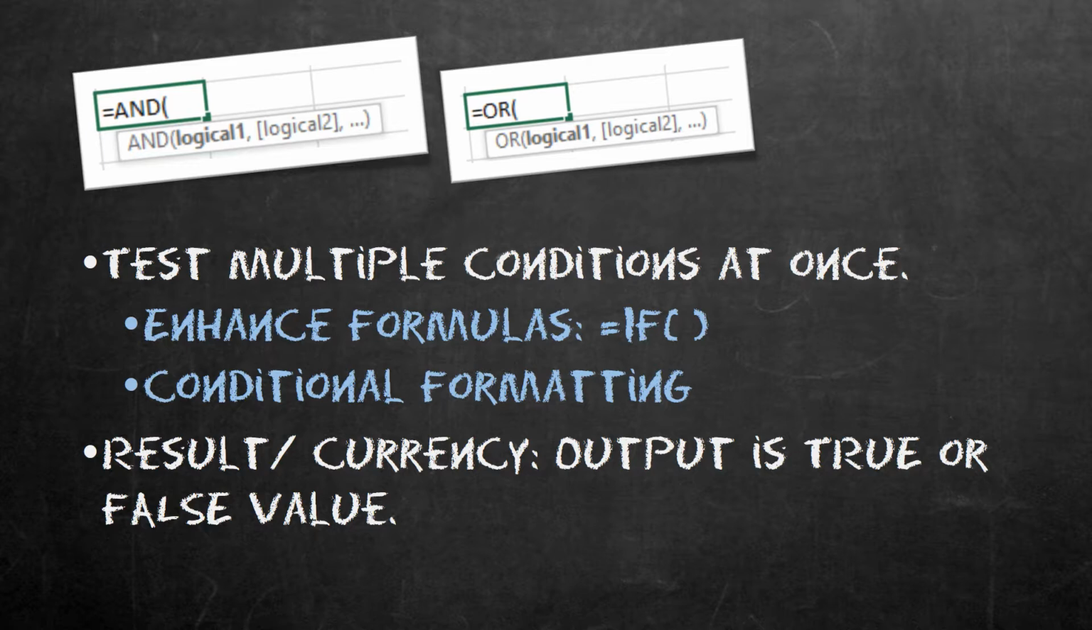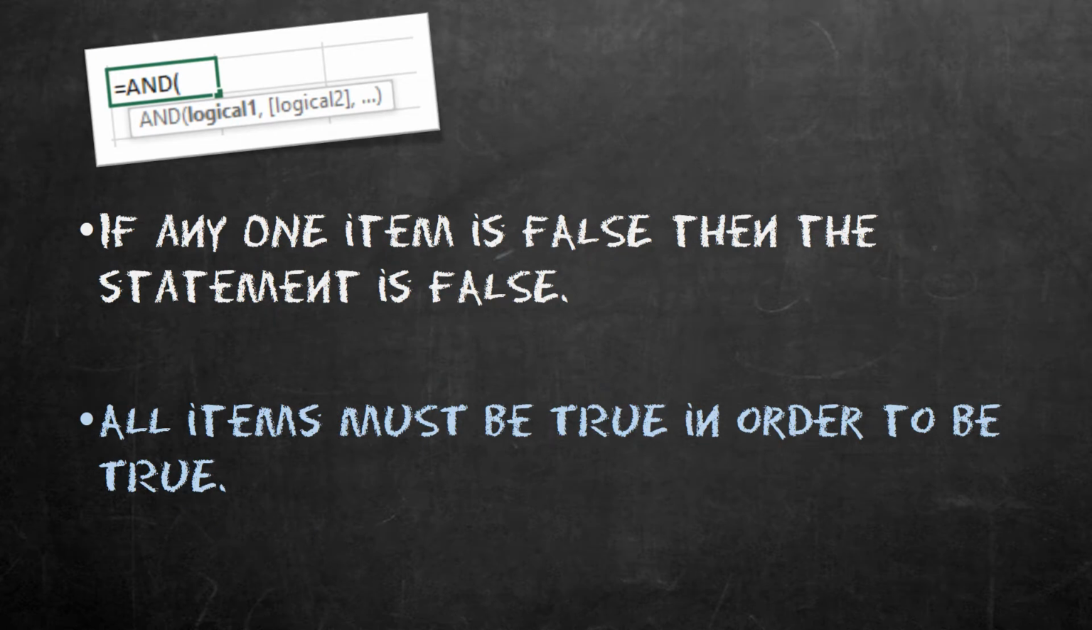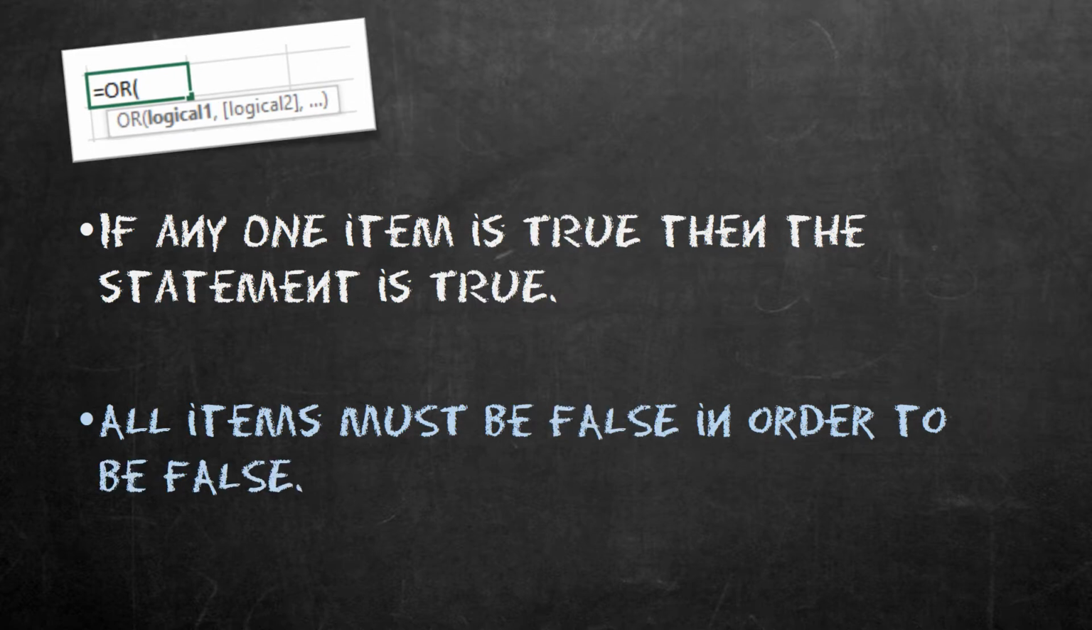And just to note that the result of the and or statement is going to be either a true or false value, and really anywhere in Excel that accepts a true or false value, you can use the and or statements. And just a reminder, when using the and statement, every item within the and statement has to be true in order for it to be true, and if any one of the items is false, then the statement is going to be false. In order for the or statement to be true, only one of the items in the or statement has to be true. In order for it to be false, every single item in it has to be false.